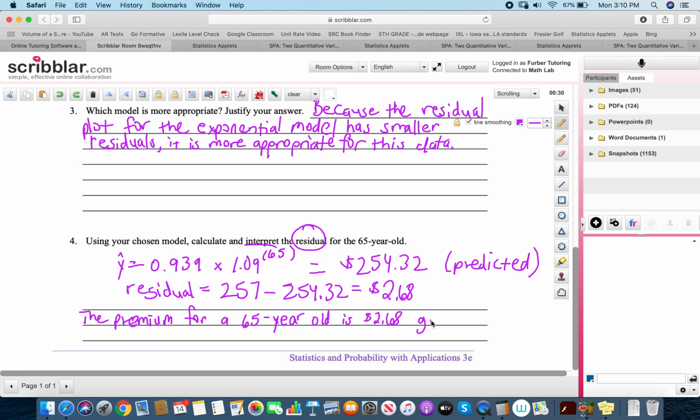greater than the expected, or I could say the predicted, remember? Than the predicted based on the exponential model.